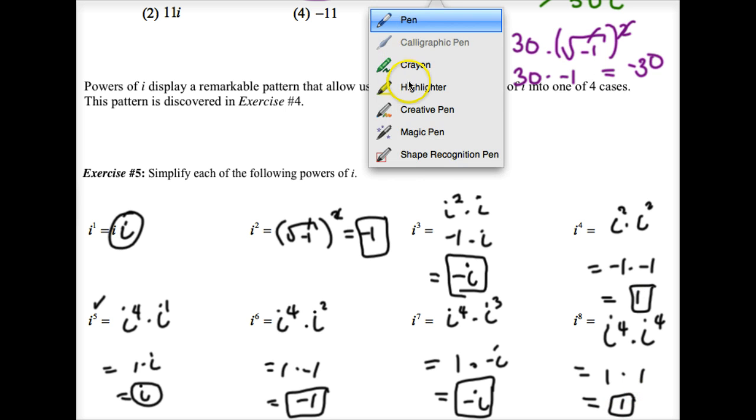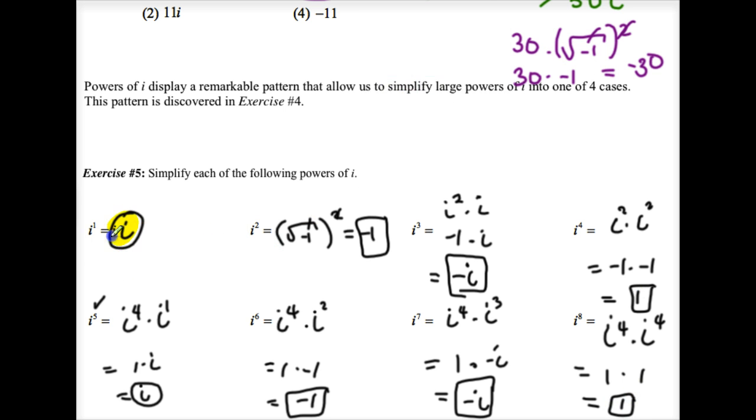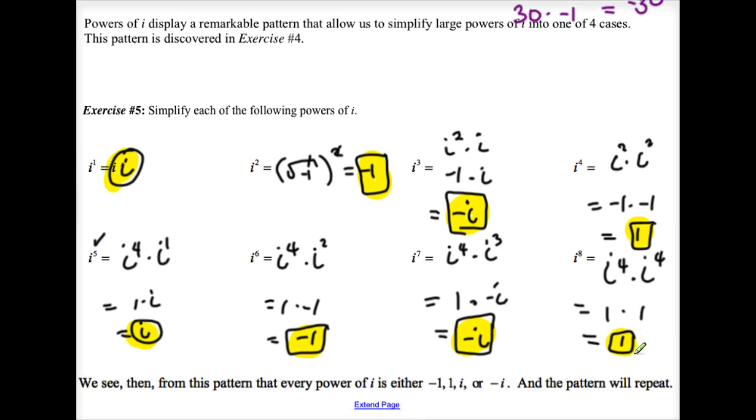Notice the pattern. I'm going to highlight it. It starts with i, negative 1, negative i, positive 1. So that's i to the first, second, third, fourth. And then it kind of circles back. At 5, it starts with i, negative 1, negative i, and positive 1. So we see from this pattern that the powers of i are either negative 1, positive 1, i, or negative i. And these patterns repeat.